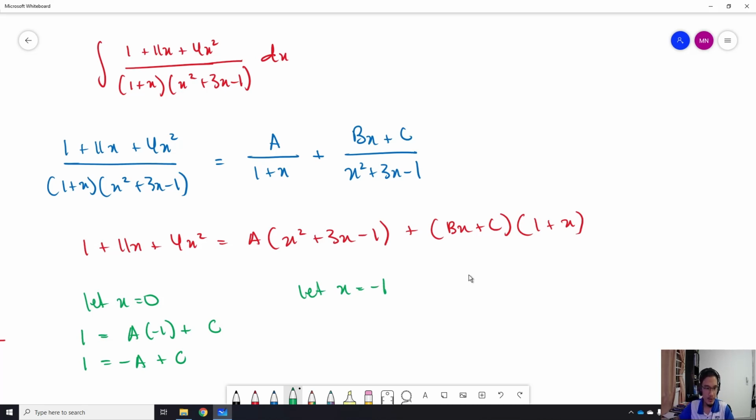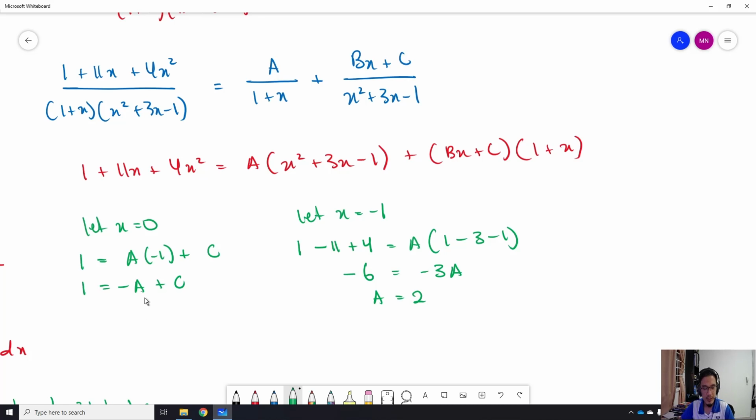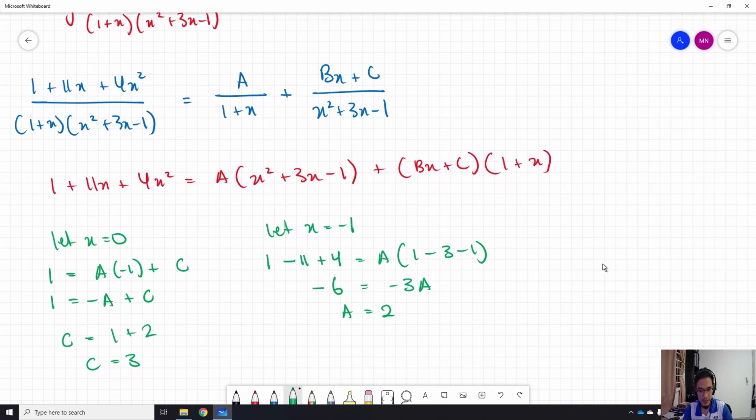So when we let x equal to negative 1, then we have 1 minus 11 plus 4 equal to a 1 minus 3 minus 1, because 1 minus 1 is 0, so for total b and c is equal to 0. So this one we have negative 6 equal to negative 3a, so then a is equal to 2. Alright, so we substitute a into this equation. So then we have the value of c, that is equal to 1 plus 2, so c is equal to 3.